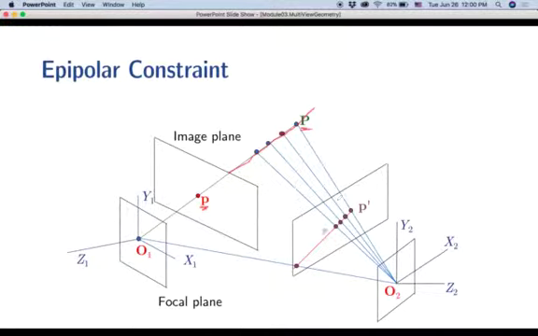Why is it a line, by the way? Why is it not a curve? Can somebody prove that it's a line?